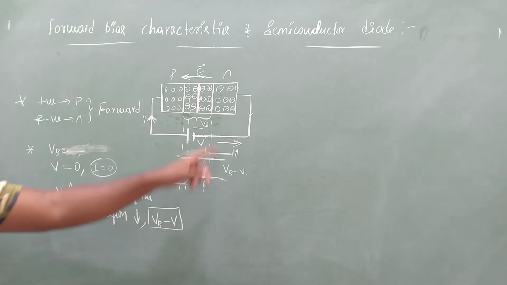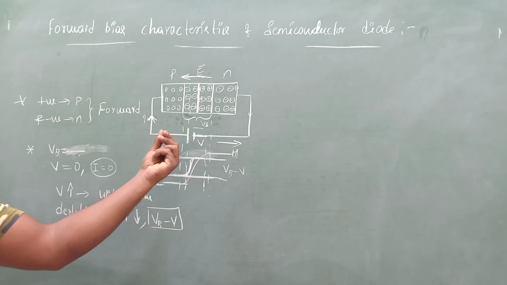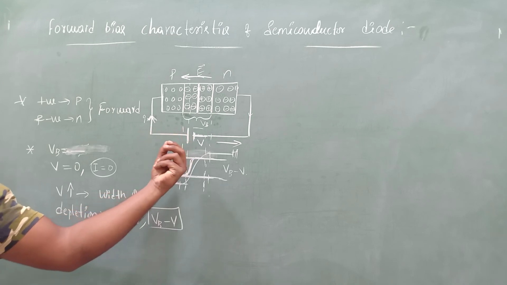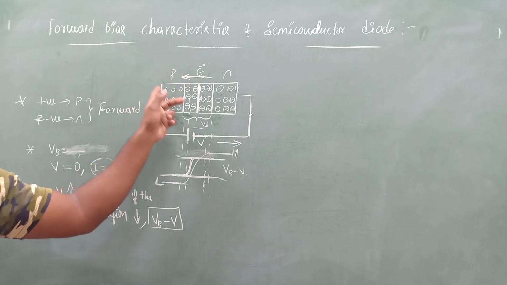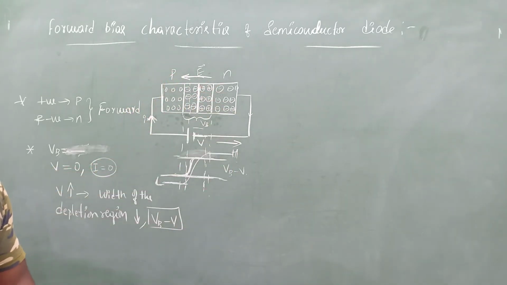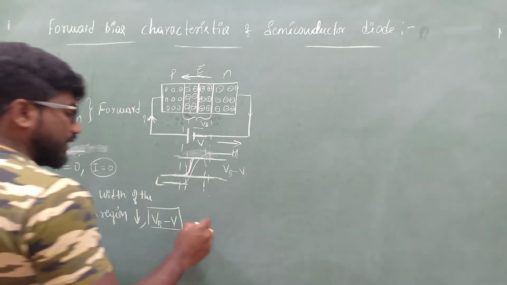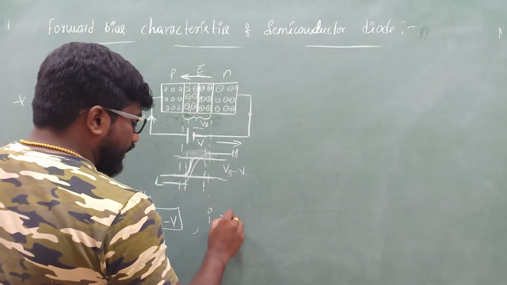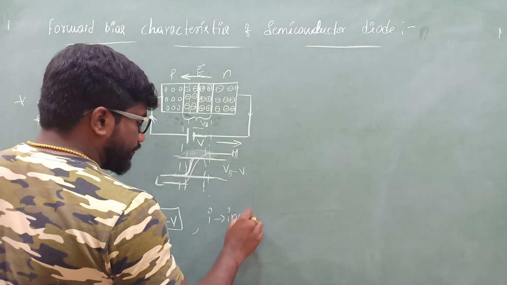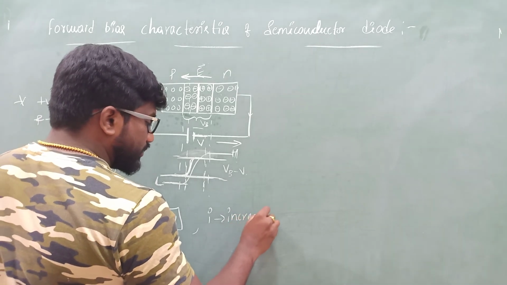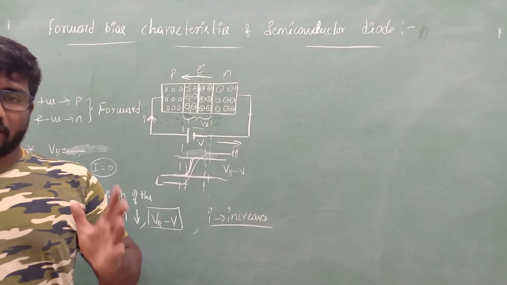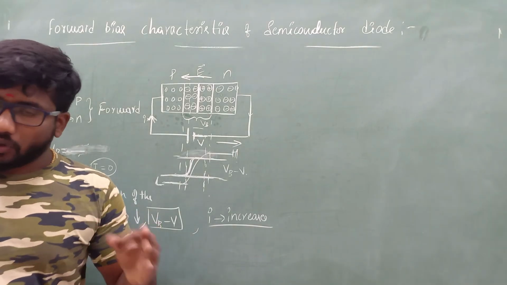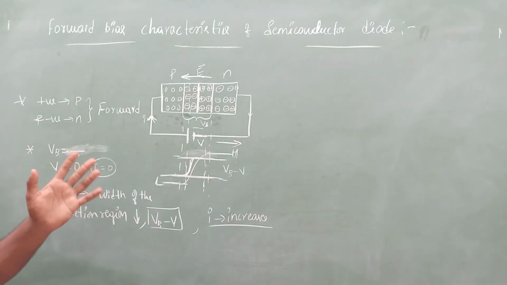increases. Because of this decrease in the potential or decrease in the width of the depletion region, electrons ಇಲ್ಲಿಂದ ಇಲ್ಲಿಗೆ ಬರೋದು, ಹೋಲ್ಸ್ ಇಲ್ಲಿಂದ ಇಲ್ಲಿಗೆ ಹೋಗೋದು ಏನಾಗುತ್ತೆ, ಜಾಸ್ತಿ ಆಗುತ್ತೆ. ಜಾಸ್ತಿ ಆದಾಗ ಏನಾಗುತ್ತೆ, obviously the current I goes on increasing. Current increases, or in general we can say this will conduct ಅಂತ ಹೇಳ್ಬೋದು. During forward bias this will conduct.